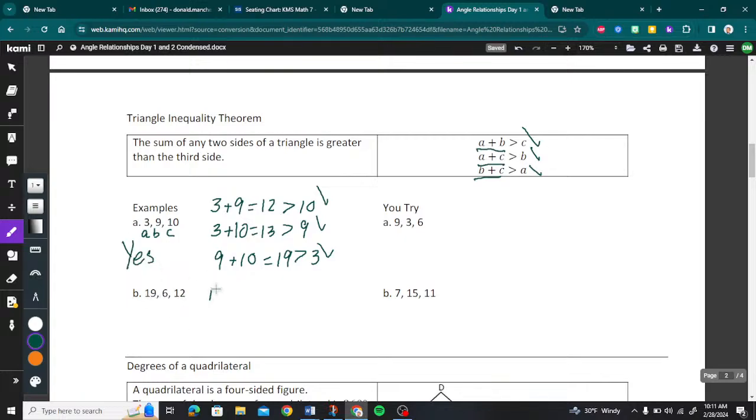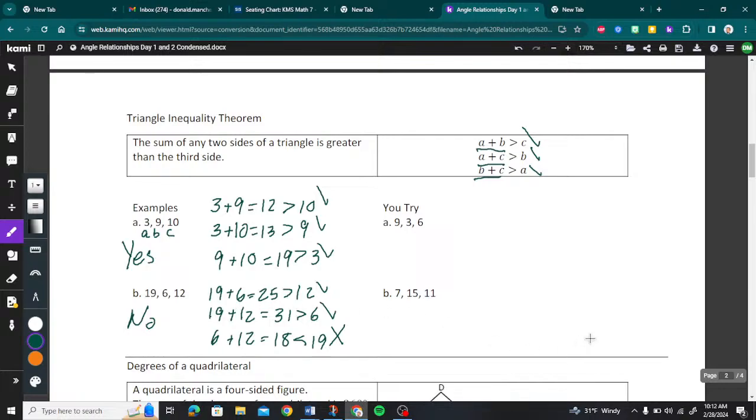Down here, we have 19 plus 6. 19 plus 6 is 25. That's bigger than 12. That's good. 19 plus 12. That is 31. That's bigger than 6. That's good. But then we have 6 plus 12. And that's 18. And that's less than 19. That's not good. So these sides can't be the sides of a triangle.